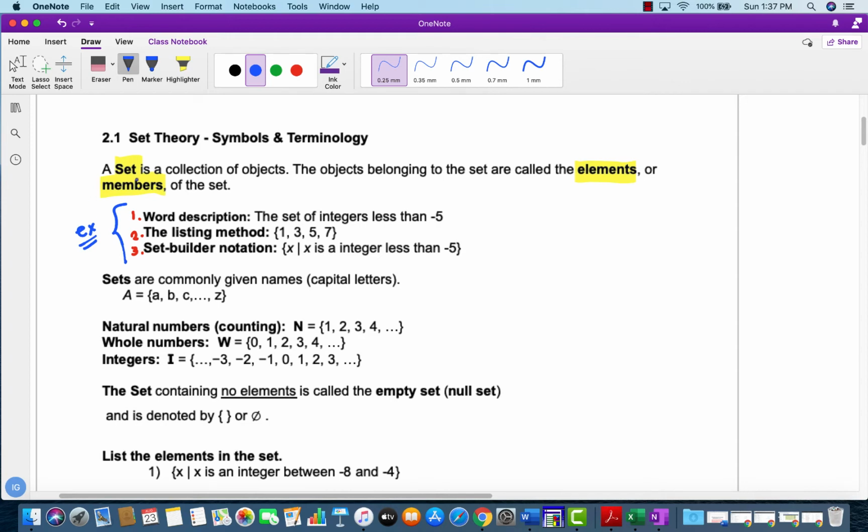So in this case, notice how when you write a set, you're going to use brackets at the beginning and at the end, and the elements are going to be separated by a comma in between. Okay.